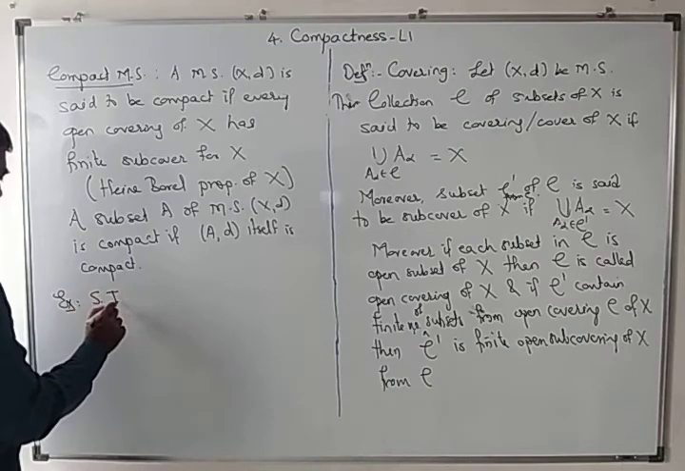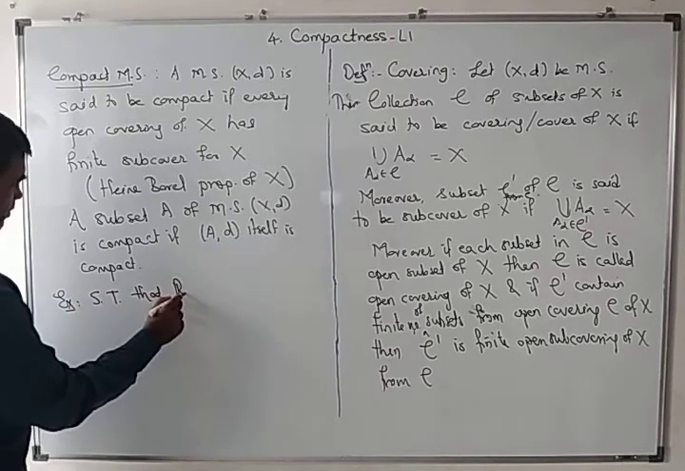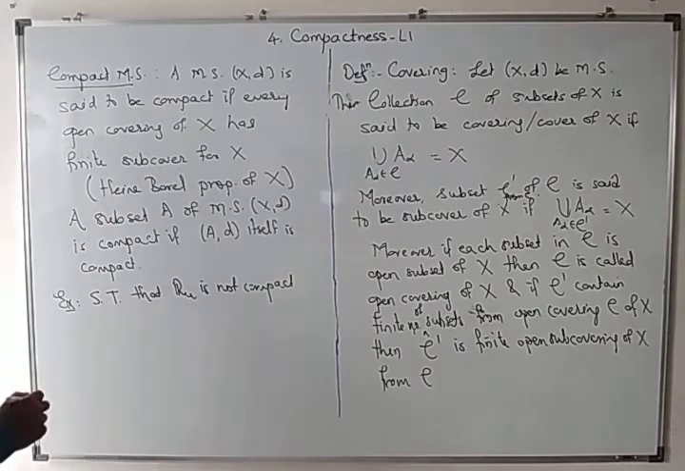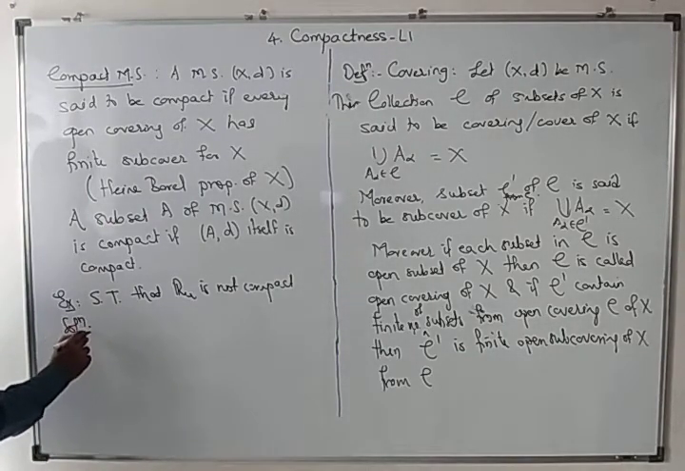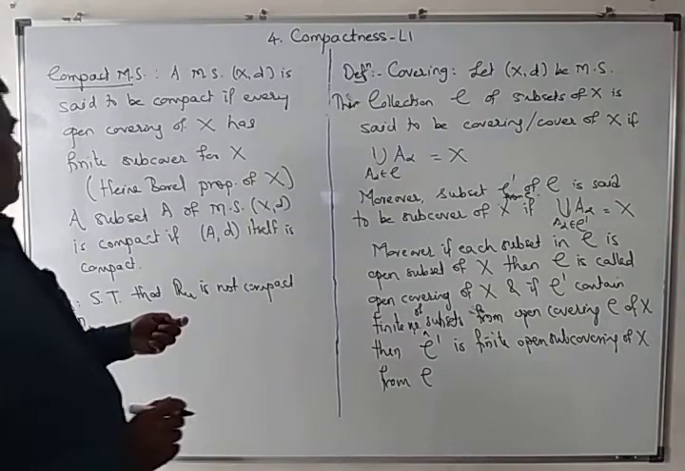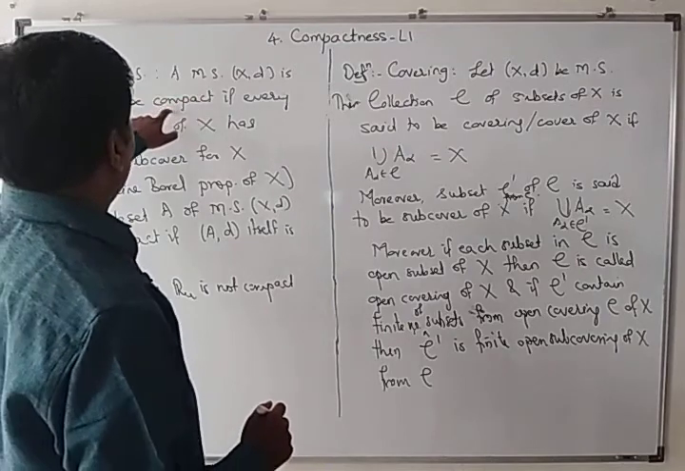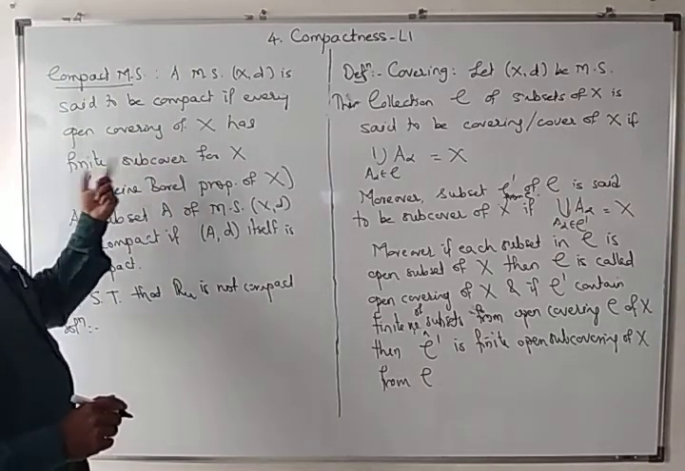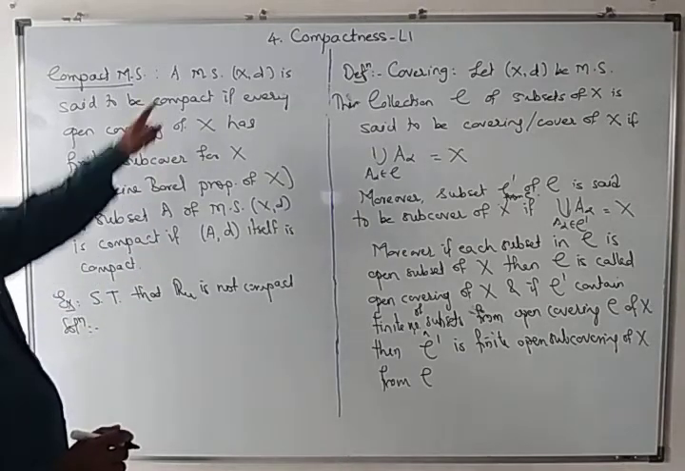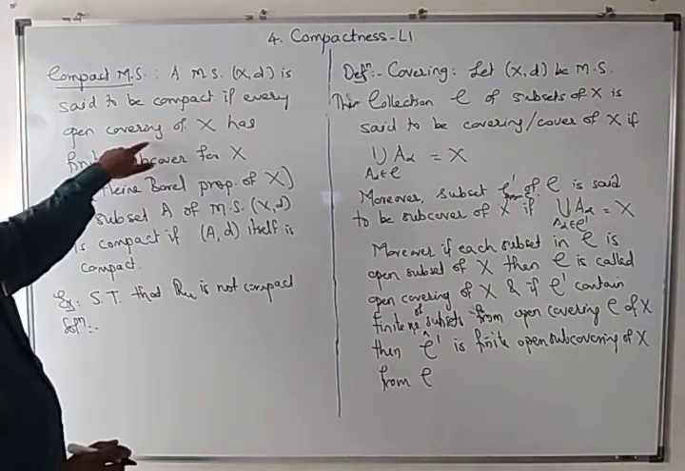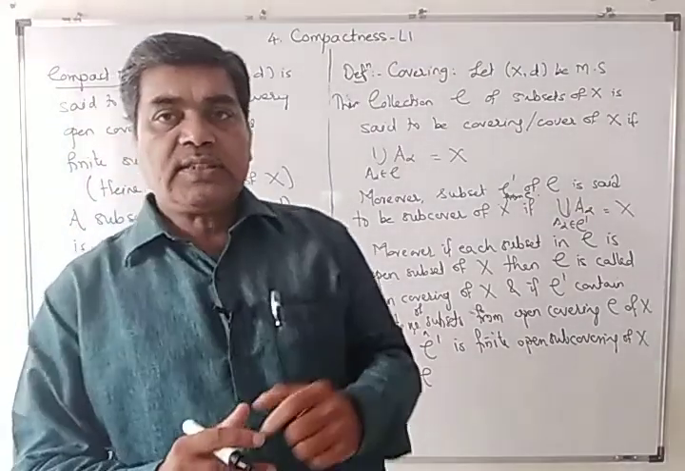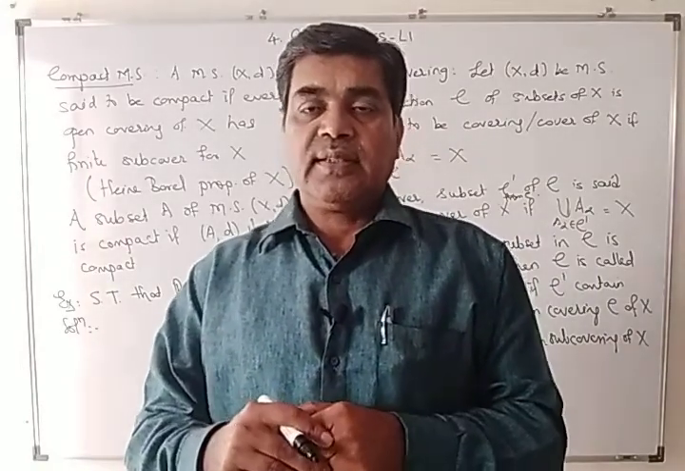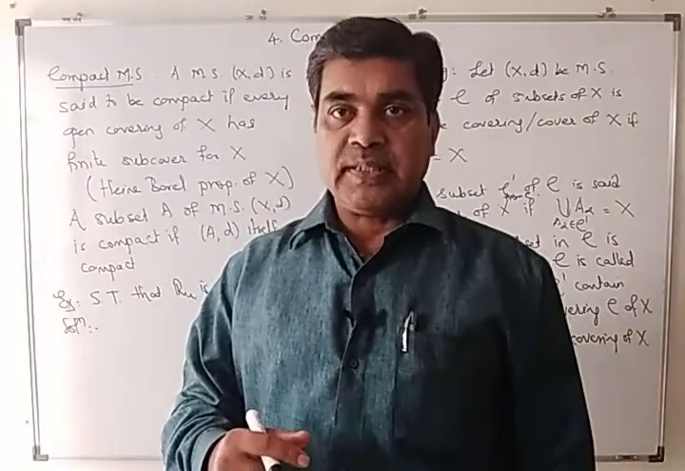show that R with the usual metric is not compact. So, what is the definition of non-compact? A metric space is not compact if there exists some open covering of X having no finite subcover for X. This is the negation of the statement. If you are able to find at least one open covering of X such that any finite subcollection from that C doesn't cover X, then we say that X is not a compact metric space.